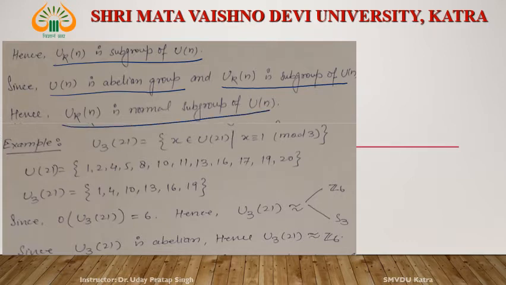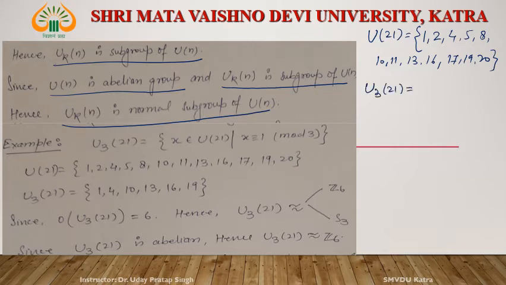Okay. Now construct U321. First we will know what is U21. U21 contains all those numbers which are relatively prime with 21. 1 is relatively prime with 21. 2 is relatively prime with 21. 4, 5, 8, 10, 11, 13, 16, 17, 19 and 20. This is U21.